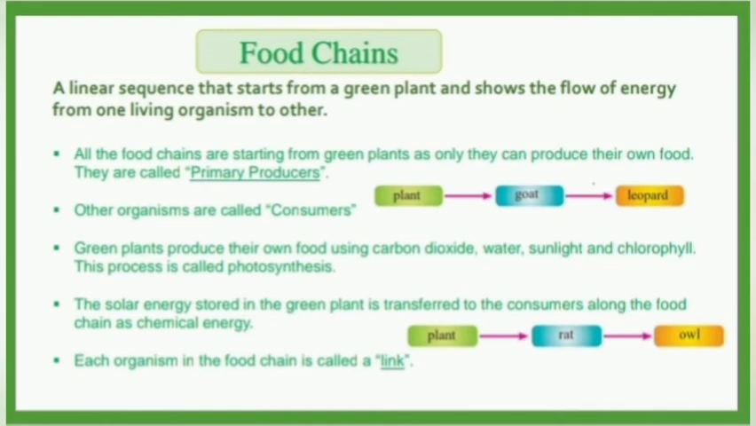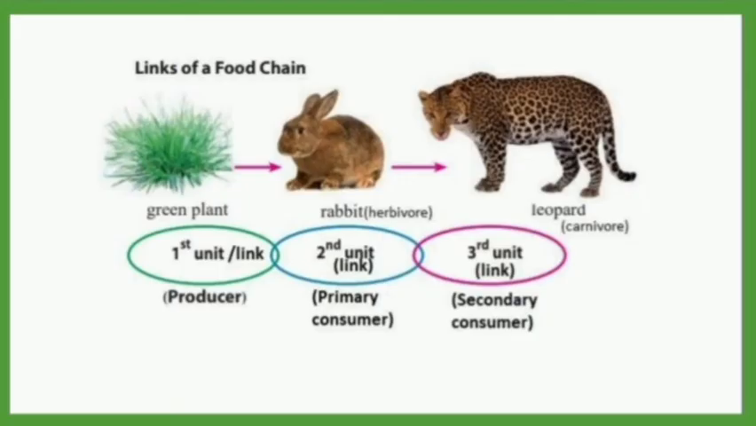Green plants produce their own food using carbon dioxide, water, sunlight and chlorophyll. This process is called photosynthesis. The solar energy stored in the green plant is transferred to the consumers along the food chain as chemical energy. Each organism in the food chain is called a link. Links of a food chain.